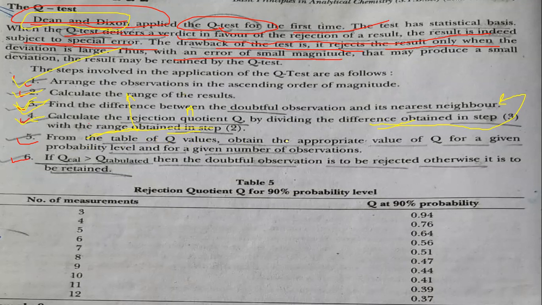So from the table of Q values, obtain the appropriate value of Q for a given probability level and for a given number of observations. Okay. From the table of Q values, obtain the appropriate value of Q for a given probability level, given number of observations.